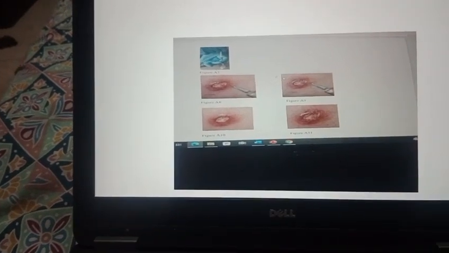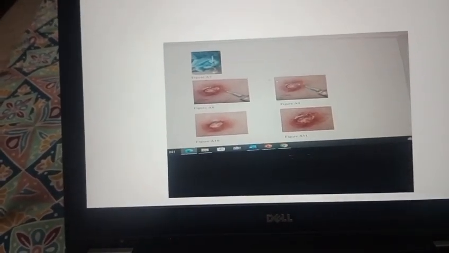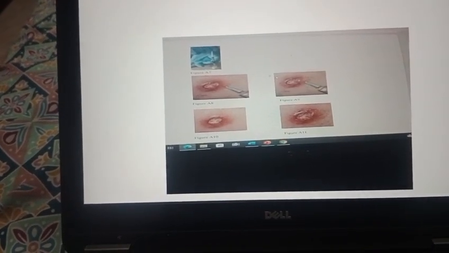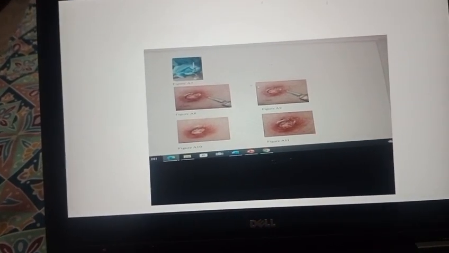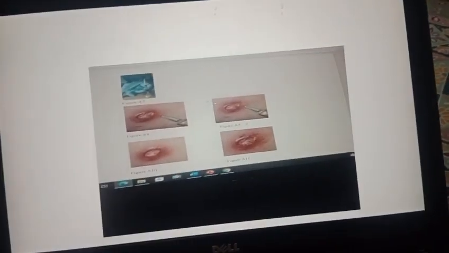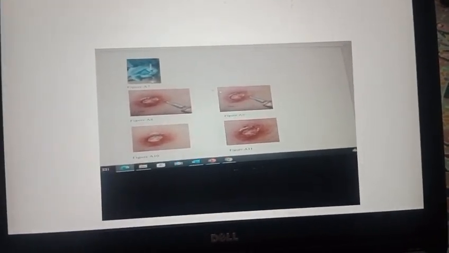This is the technique for how we can give it intralesionally. First, we have to take it in the syringe, and then we give it intralesionally, perilesionally, and we have to wait for the blood formation.